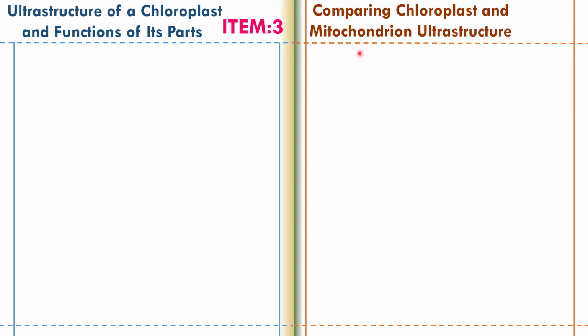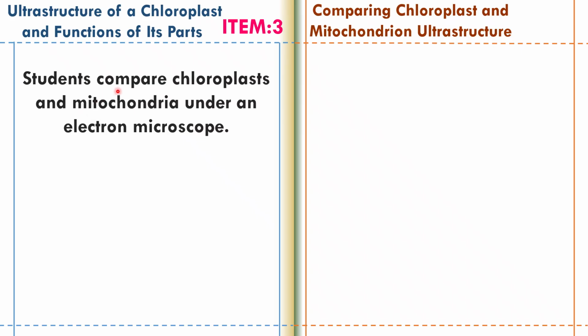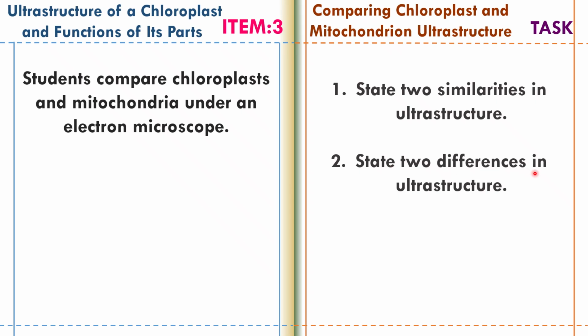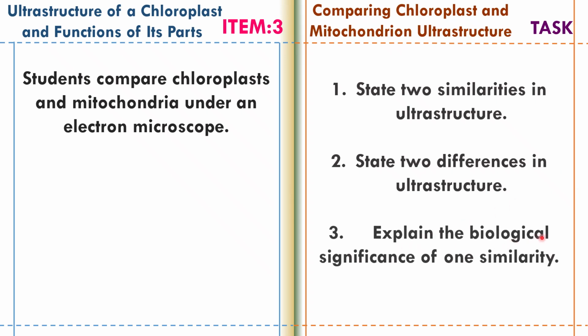We are still under ultrastructure of a chloroplast and functions of its parts, item 3. We are going to compare chloroplast and mitochondrial ultrastructure. Students, compare chloroplasts and mitochondria under an electron microscope. Task: state 2 similarities in ultrastructure. State 2 differences in ultrastructure. Explain the biological significance of one similarity.